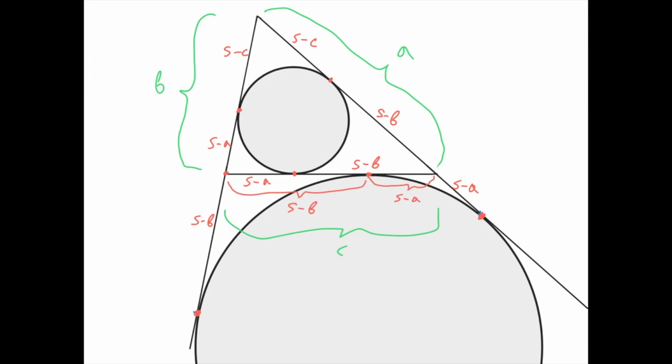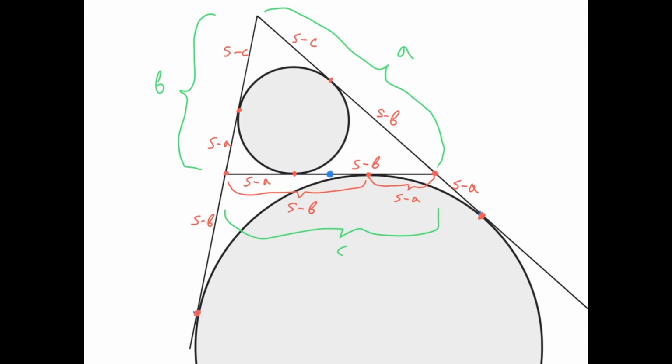So in conclusion, if this is the point where the incircle touches the side, and this is the point where the excircle touches the side, then this distance here would be s minus a, and it would equal this distance here, which is also s minus a. And similarly, this distance s minus b equals this distance s minus b.